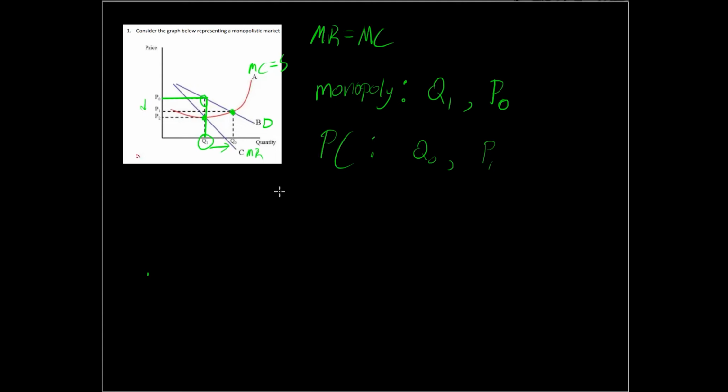Yeah, I have a question real quick. Yeah, what's up? I understand why we got what we got for the monopoly, but I'm still confused how we got what we got for the perfect competition.